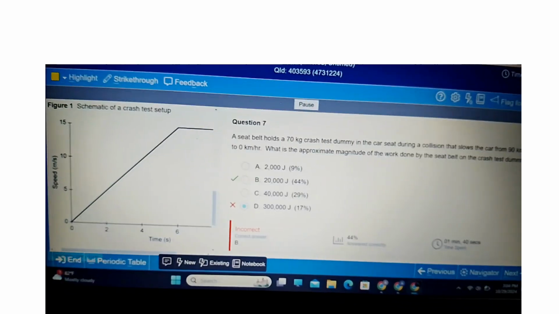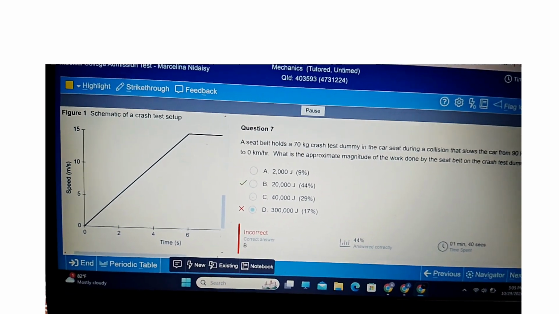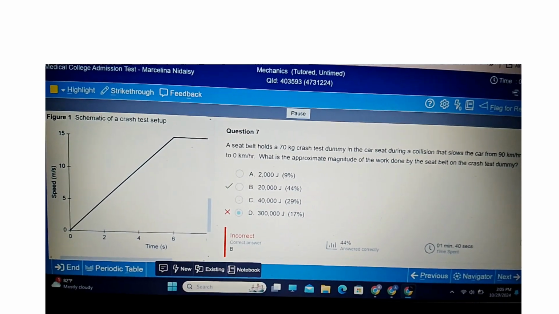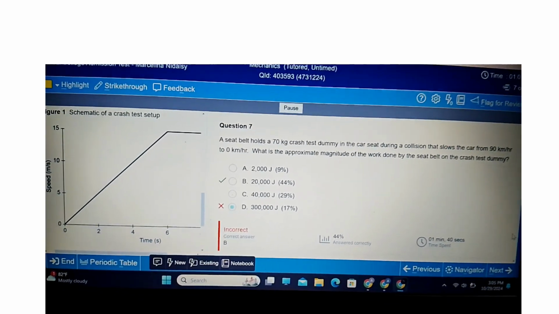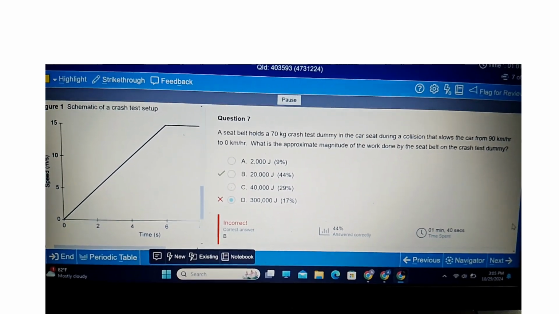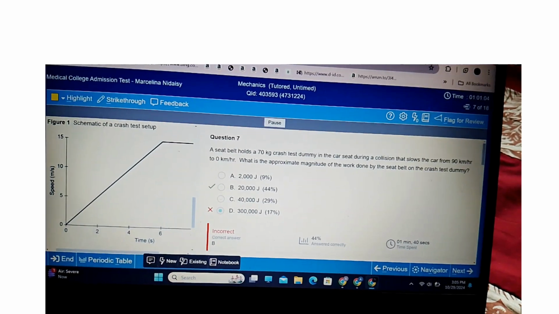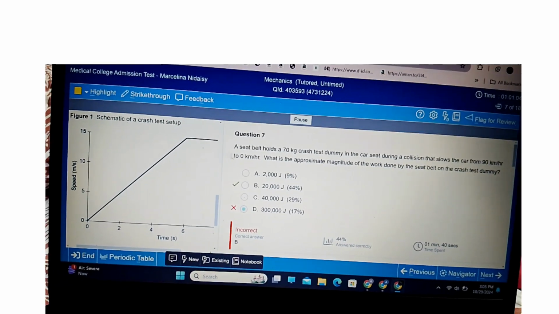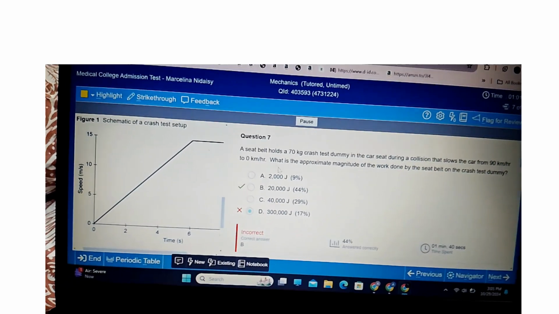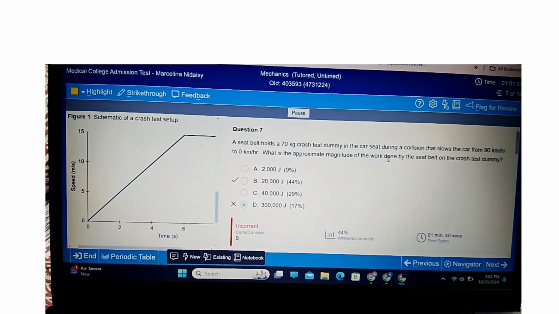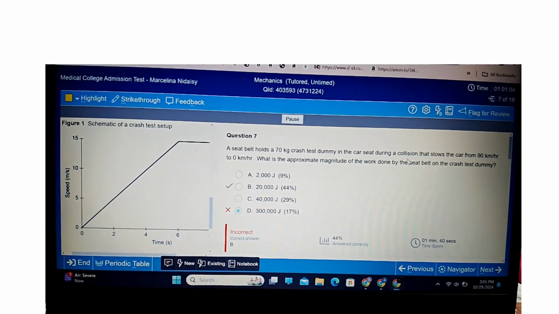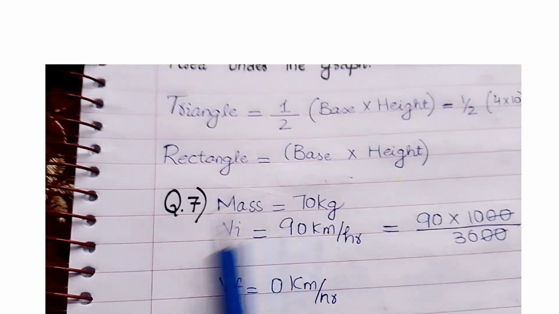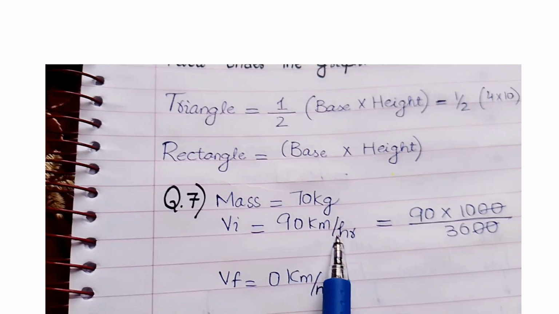Next question is: a seat belt holds a 70 kg crash test dummy in the car seat during a collision that slows from 90 km per hour to 0 km per hour. So it means that the initial velocity of the car is 90 km per hour, and it comes to 0 km per hour as the final velocity. And they are asking about the magnitude of the work done on the crash test dummy.